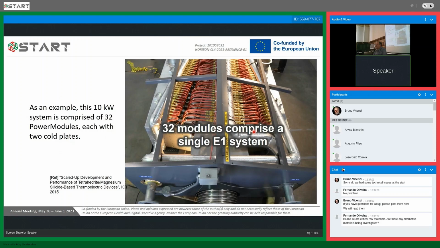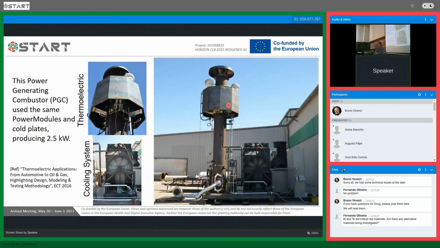In addition to that, we made something we call the power generating combustor. If you've seen oil and gas fields, you have a flare that is often used to burn off excess gas. This is wasteful, just waste heat that blows into the atmosphere. This was a way of taking that wasted heat and using it to make useful power. Inside this power head, we again had multiple power modules, and this was able to produce 2.5 kilowatts off of a single flare.